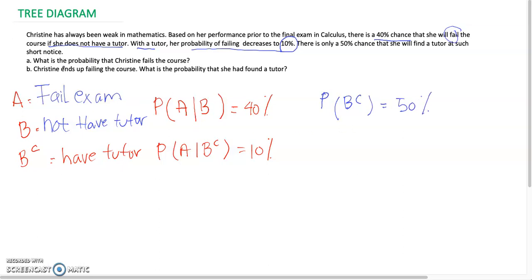Now the question is: what is the probability that Christine fails the course? Fail is P(A). So let's start to find P(A) first.